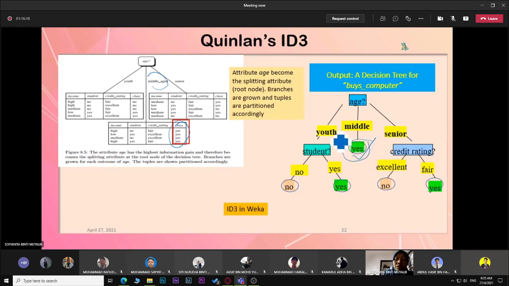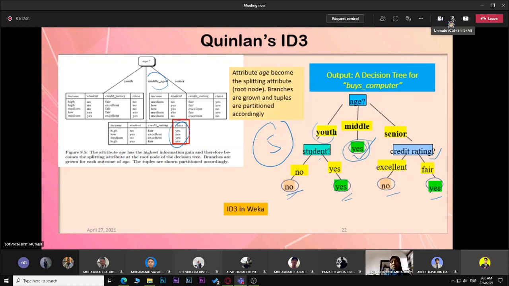Okay, if the value is youth, it has been calculated based on 5 samples just now, and it has chosen students as the next attribute. Meanwhile for senior, it chose credit rating as the best attribute. And at the end, it finished here, because when age equals youth with the attribute students, all belong to the same class, no, and student equal to yes, buys computer is equal to yes. Okay, that is what you can understand from the algorithm.